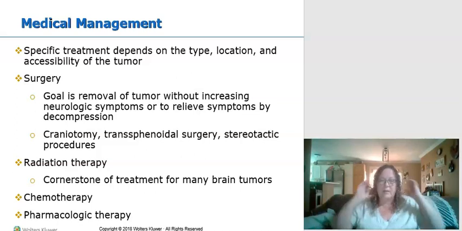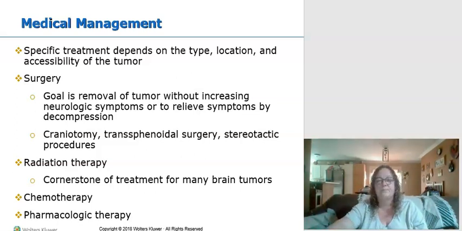And they can do the stereotactic procedures. This is where they'll map the tumor and do radiation therapy. It's a cornerstone treatment for many brain tumors. A lot of brain tumors we can't actually get at, so we'll map where they are and do targeted radiation therapy for that. They do chemotherapy or other pharmacologic therapies as necessary. So that could be aimed at decreasing the swelling around the area, whether that's steroid therapy, that sort of stuff.